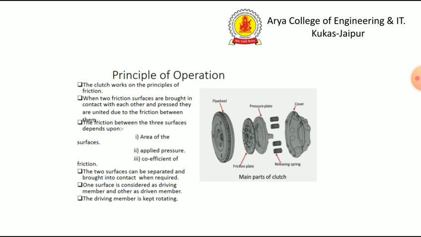The basic principle of the clutch. The clutch works on the principle of friction. When two friction surfaces are brought in contact with each other and pressed, they are united due to the friction between them. And the friction between the surfaces depends upon the area of surface, applied pressure, and coefficient of friction. The two surfaces can be separated and brought into contact when required. One surface is considered as the driving member and the other as the driven member. The driving member is kept rotating always.